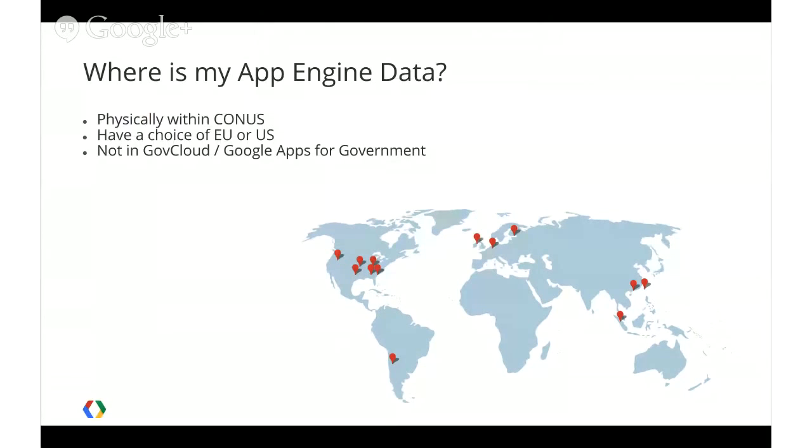For those related to the U.S. government or any type of government within the United States, and you're concerned with where your data is, currently App Engine allows you to choose between storing your data in the EU or the U.S. Most people watching this are probably concerned mostly with it being physically within the CONUS, and that's definitely true. Now, some of you may be familiar with our Google Apps for Government offering. Google App Engine is not in that environment, but it's not a lost cause, and I'll tell you why in a second.